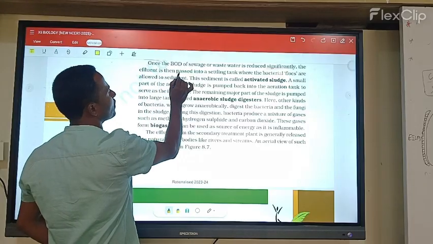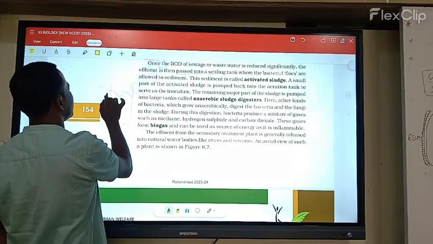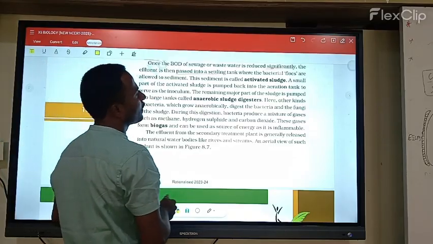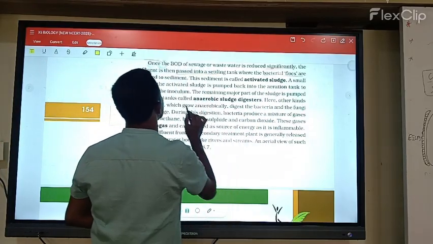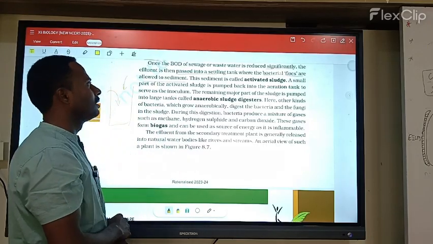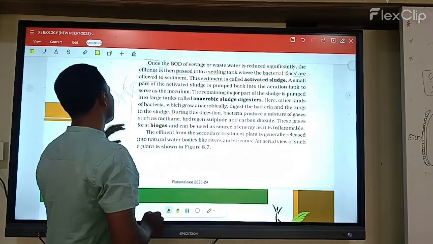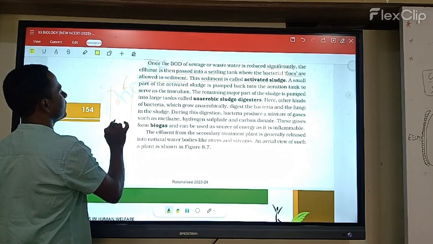The effluent is passed into settling tanks. After that, the remainder is transferred to another settling tank, where the bacterial flocs are allowed to sediment. Then what happens? The sediment is what we call activated sludge.